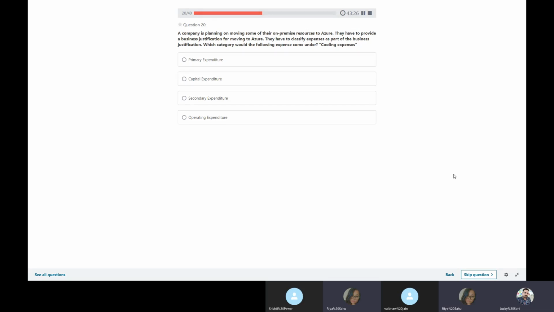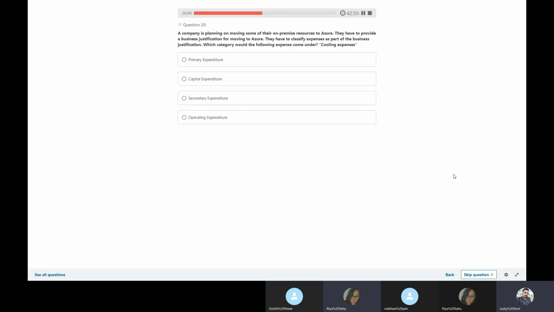They have to provide a business justification for moving to Azure. They have to classify expenses as a part of the business justification. Which category would the following expense come under? Cooling expenses. Guys, tell me what should be the answer? Cooling expenses. Capital expenditure? How exactly can it be capital expenditure? Cooling, when exactly are you going to do the cooling?